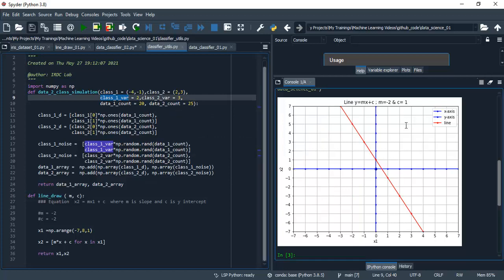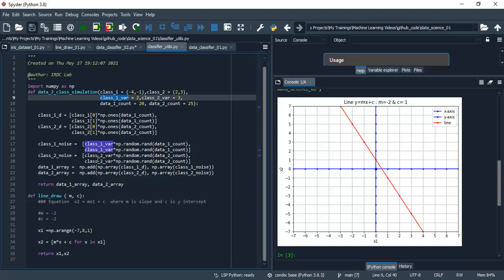If there is a class 2 here, the points will be here only, or in this vicinity, or in a bigger vicinity. That will be decided by the variance, right? So the maximum value will be 3, so 0 to 3 it will be, and here it will be 0 to 2, when we multiply this value by the np random data.